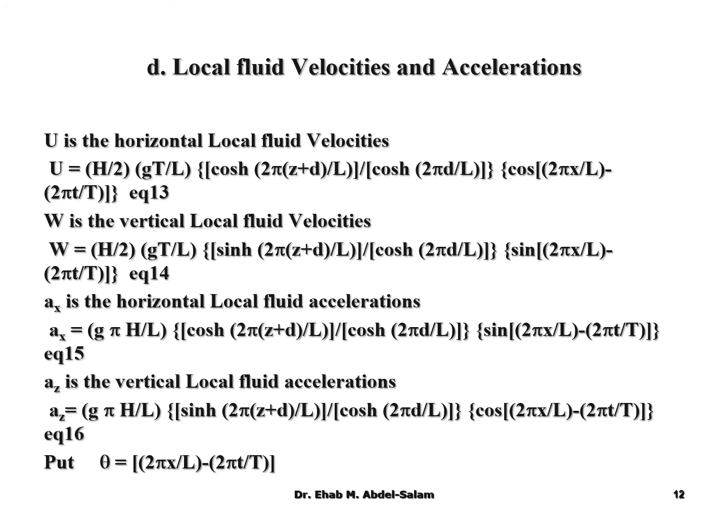Local fluid velocities and accelerations. We notice that it's a long equation. For this reason, we try to shorten this long equation. We put 2π x over L minus 2π t over T in one term equal to theta. We put this in to shorten the equation. For these, u is the horizontal local fluid velocity, w is the vertical local fluid velocity, ax is the horizontal local fluid acceleration, and az is the vertical local fluid acceleration.